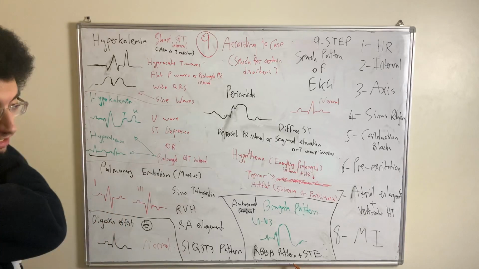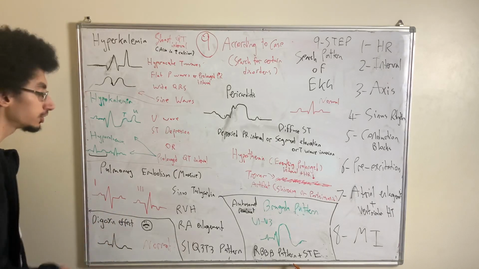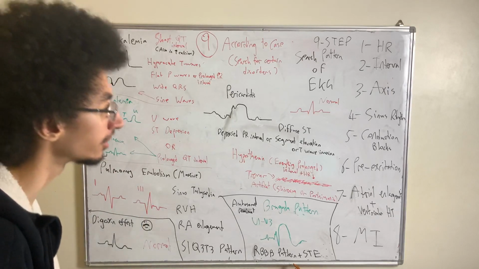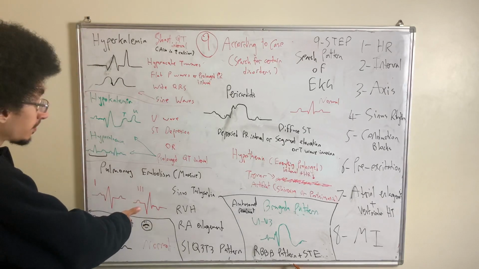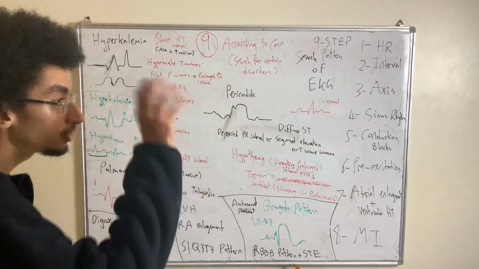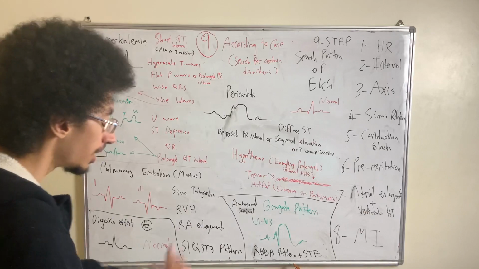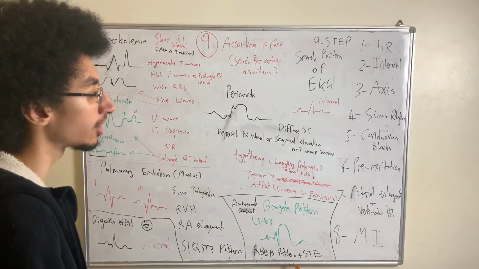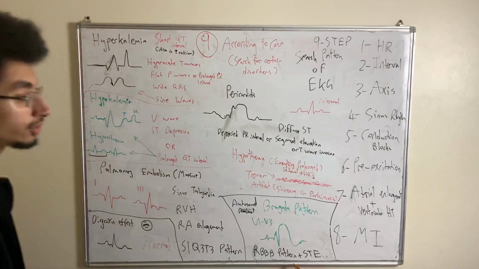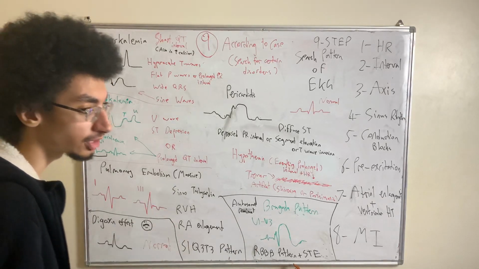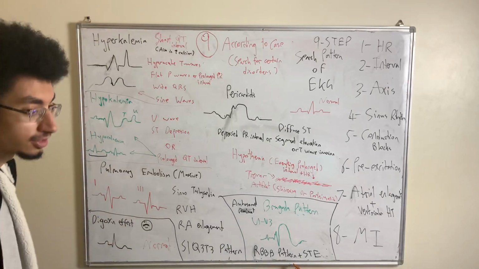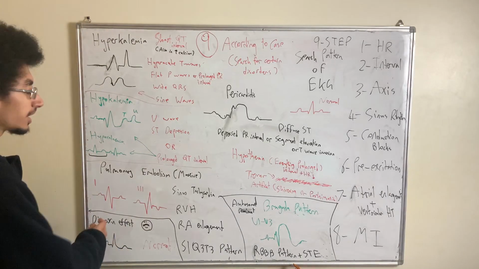Another EKG finding could be seen in digoxin. Now, digoxin or digitalis is a drug that's given for people with heart failure, and its main effect is to act as an inotrope, meaning it increases cardiac contractility by manipulating the heart's conduction system and by acting on the heart itself. Sometimes with digoxin, when you're giving it to a patient at a therapeutic level, it might give you what is known as the digoxin effect or digitalis effect on an EKG.